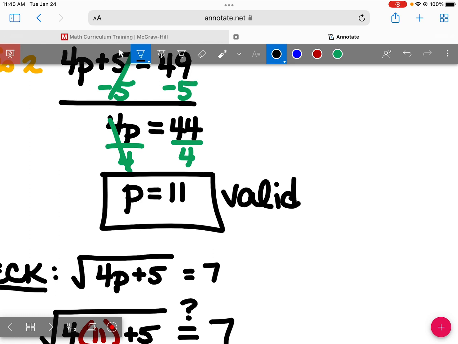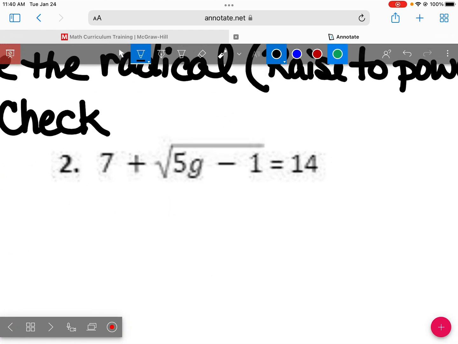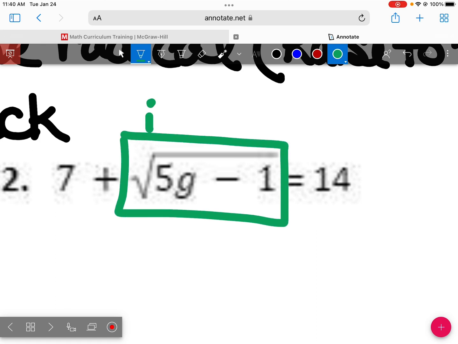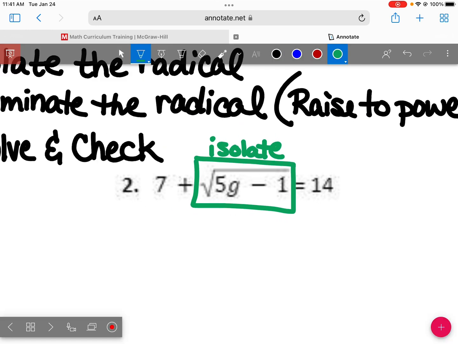Let's look at number 2. First thing I need to do, what is step number 1 again? Isolate the radical. Where's the radical? Left-hand side or right-hand side? Left-hand side. Is it all alone? Is it isolated? Nope. This right here is what I need to isolate. So who's got to go? How do I get rid of that 7? Subtract it from both sides. So I'm going to subtract 7 on both sides.